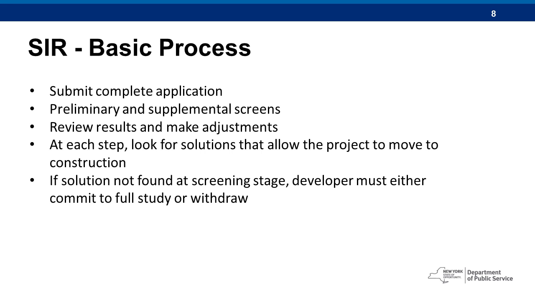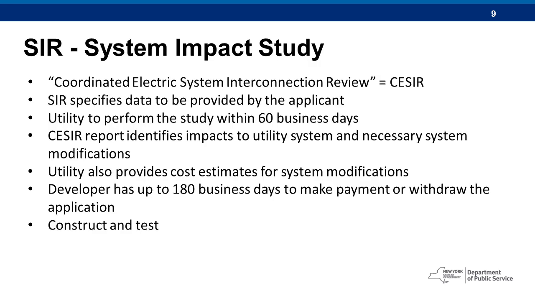So if a solution isn't found at the screening stage, the rules require the developer either to commit to a larger, a full study, or to withdraw from the queue. And there are specific timeframes set around that decision. So if the project doesn't pass the screens and a solution can't be worked out, the project is likely to move to a system impact study in New York. We call that the Coordinated Electric System Interconnection Review, abbreviated as CESIR. You'll hear us use that term.